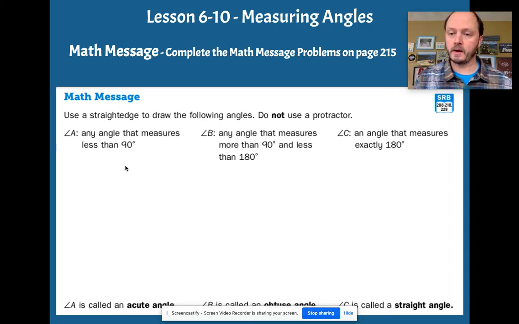drawing without a protractor, just a straight edge, an angle that measures less than 90 degrees, an angle that measures more, and an angle that measures exactly 180. So more than 90 and 180 is that middle one, right? So let's go for it. Pause and let's measure or draw, right?